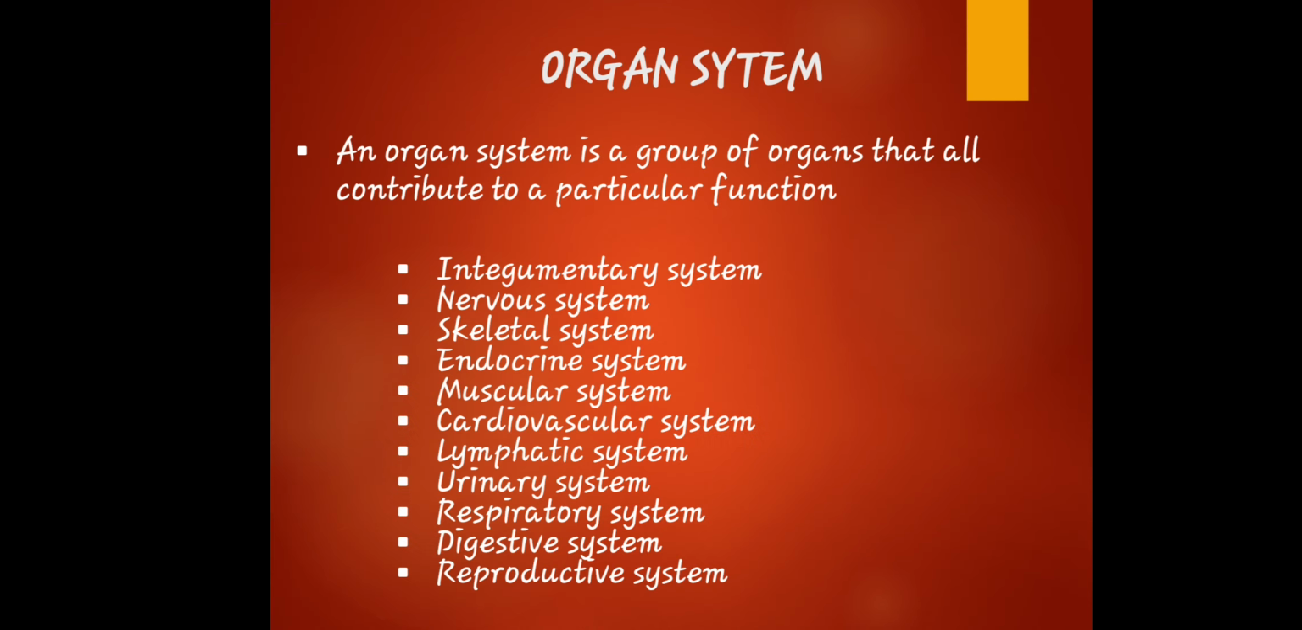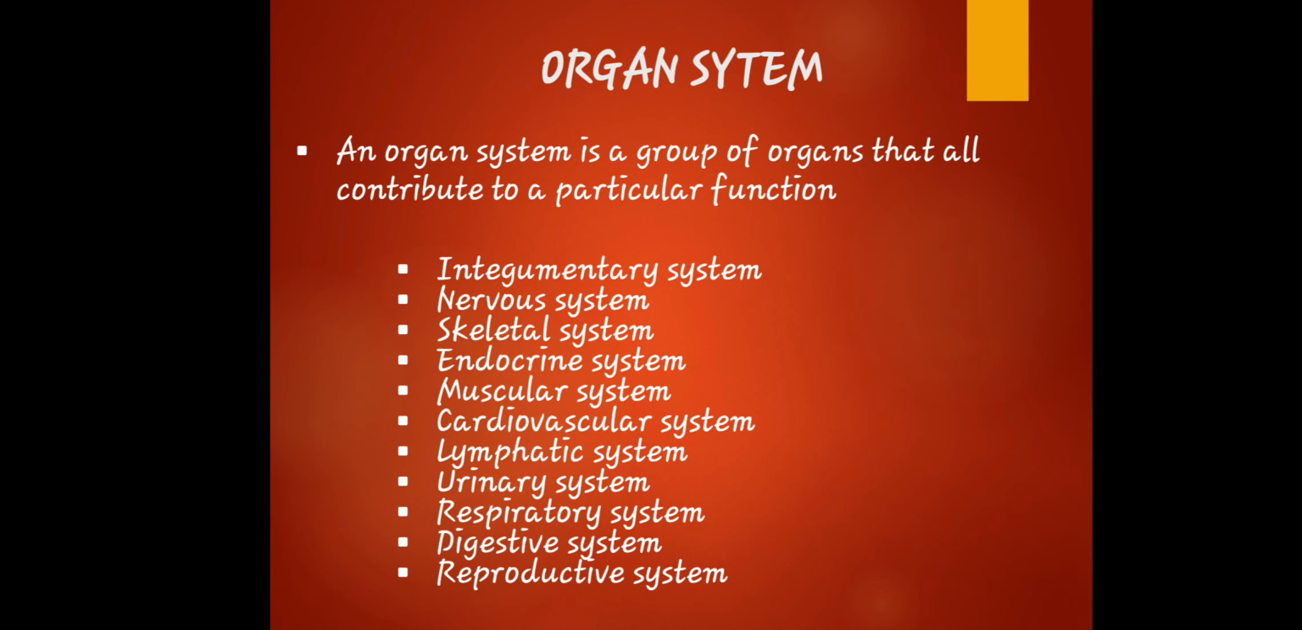Of course, organ system, as I've eventually discussed with you guys in our previous topic, is a group of organs that all contribute to a particular function. Meaning to say, an organ system is made from a group of organs. That group of organs has its own different specific function, and by that specific function, it can contribute a particular function to each system.